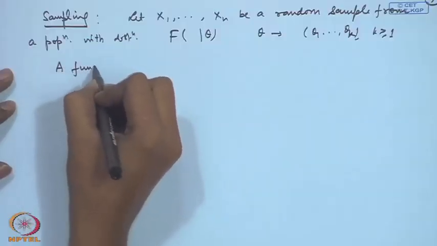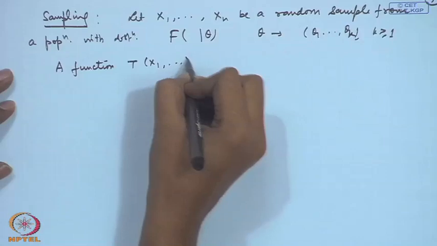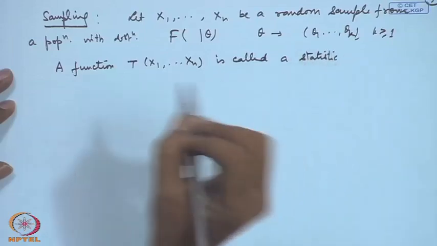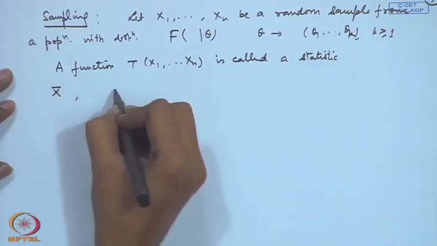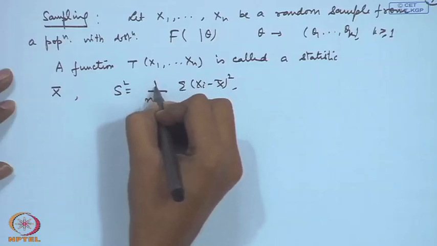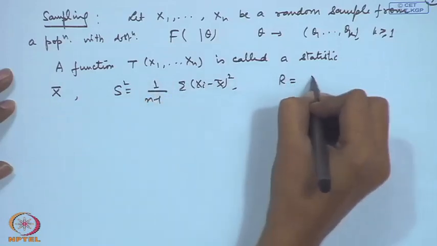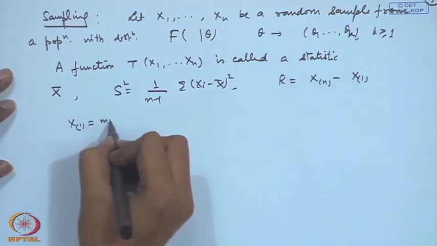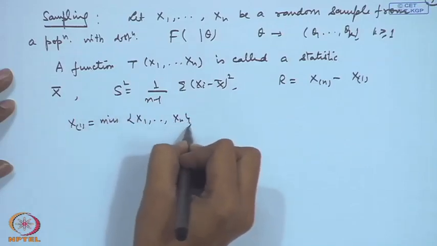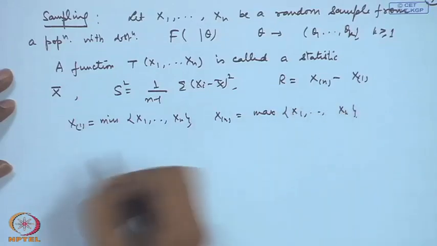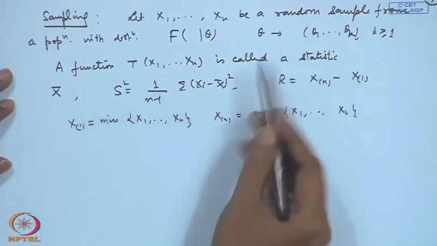Now, I consider a function, say T of x 1, x 2, x n. This is called a statistic. For example, x bar; s square, where I consider 1 by n minus 1 sigma x i minus x bar whole square; or the range, that is maximum minus the minimum and so on, where x 1 is the minimum of the observations and x n is the maximum of the observations. These are all examples of statistics.